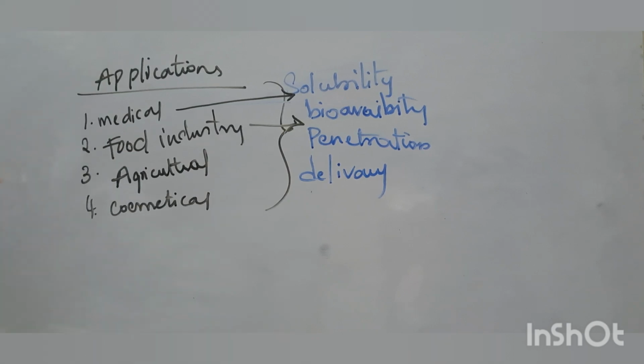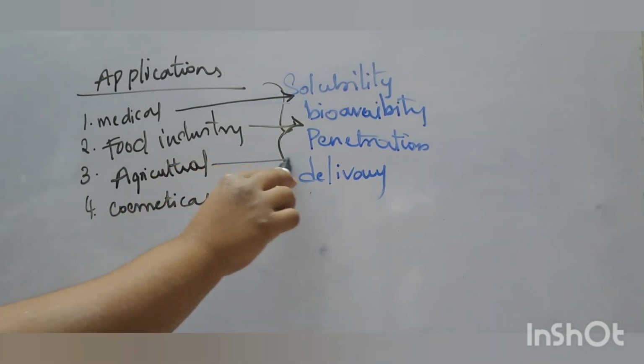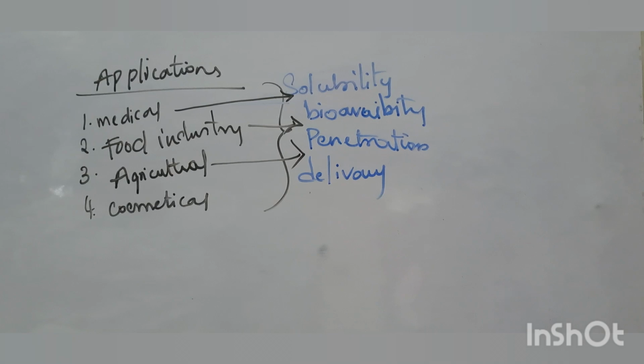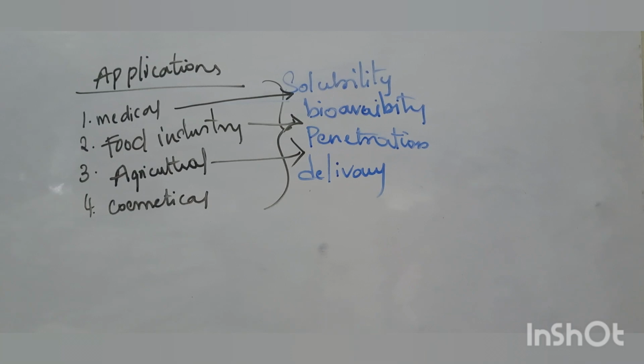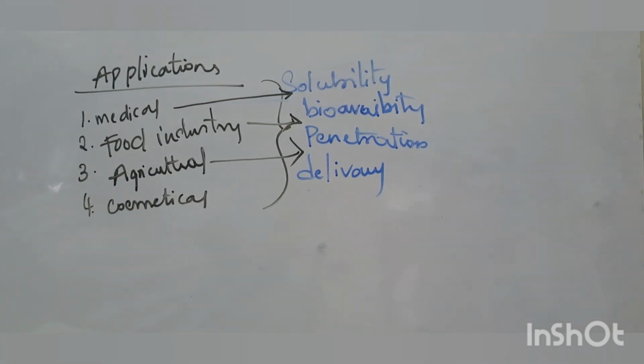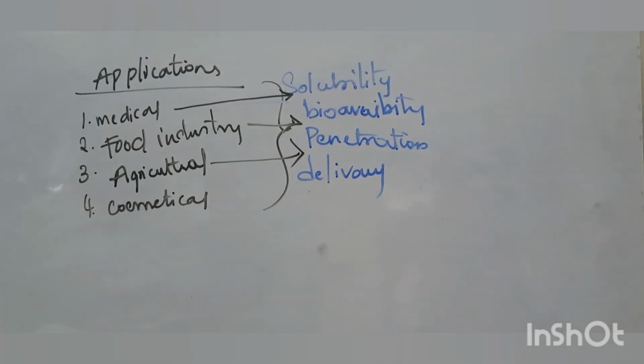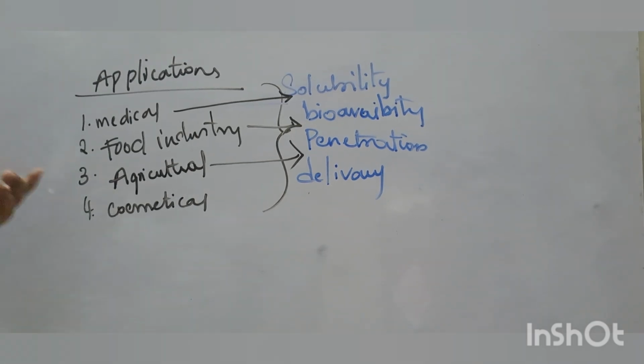And next is agriculture. For better penetration into the soil, we are using fertilizers. For better penetration of fertilizers and pesticides into the soil or into the roots of the plant, nano emulsions are used. So how do you write it? Nano emulsions are used in the agriculture industry for better or deep penetration of fertilizers and pesticides in plants or in the soil. Like that you can write.